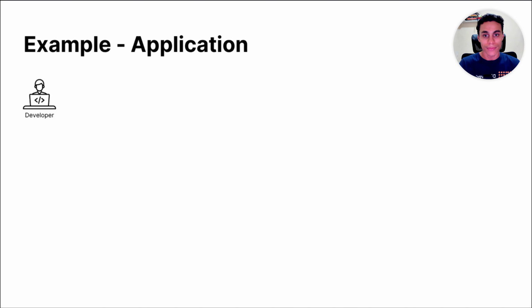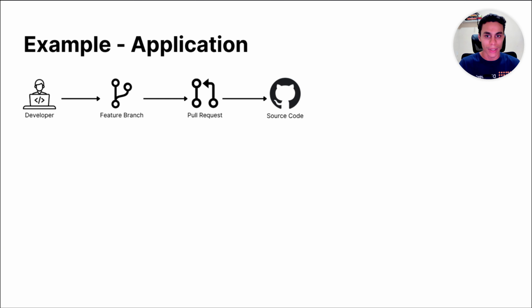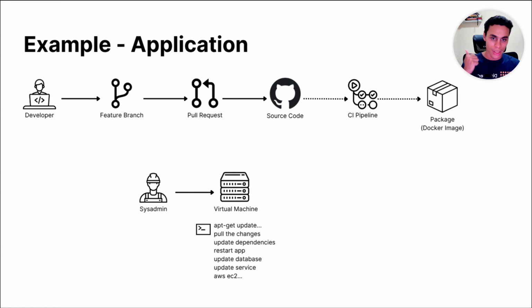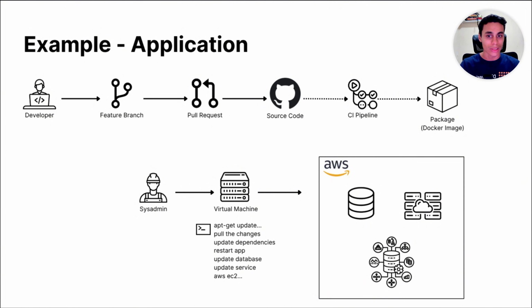For example, imagine you are a developer, you have finished your work on a branch, you create a pull request and merge it into the main branch. Then, a CI pipeline kicks in and builds a new Docker image from your changes. This is the most common scenario of a CI pipeline. And now for the deployment process, a sysadmin steps in, SSHs into the virtual machine running the service, and manually runs commands to pull the changes, update dependencies, restart the app, and that will update the cloud services.